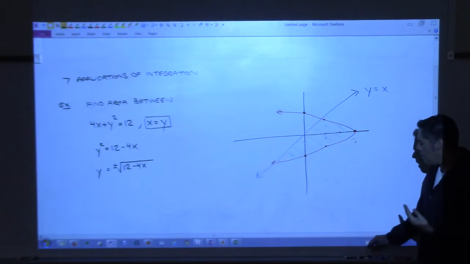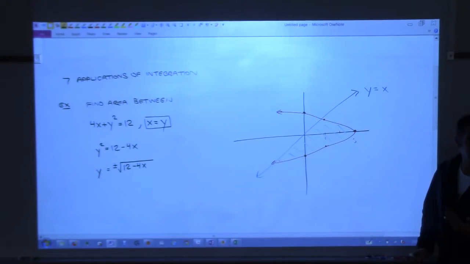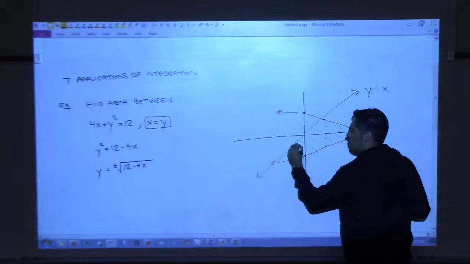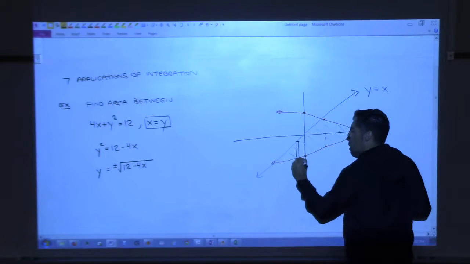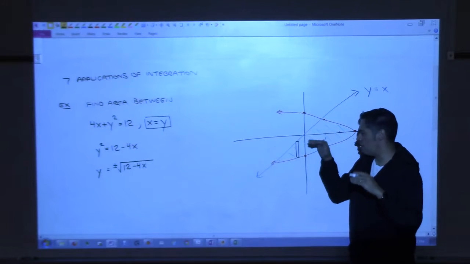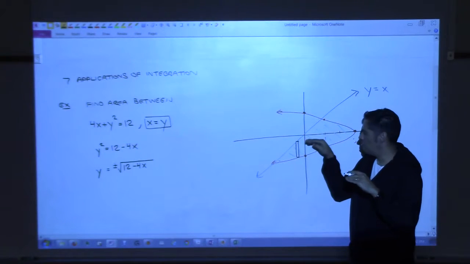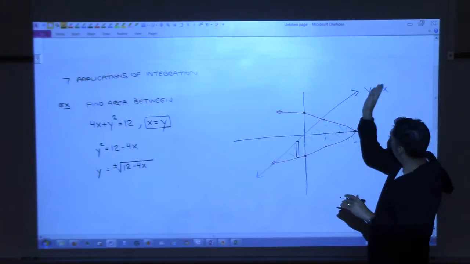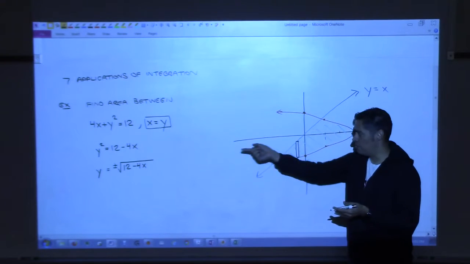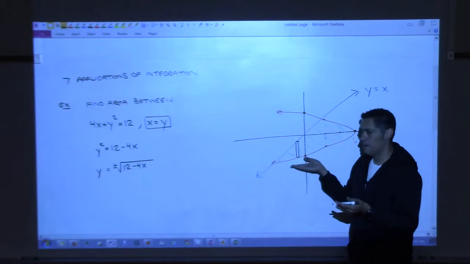Think about if I tried to draw a rectangle right now, okay? If I drew my rectangle right here, would I have a very clear and distinct upward or top function? What's my top function here? This one. And my bottom function would be one of these root functions, right? One of those two over there, right?